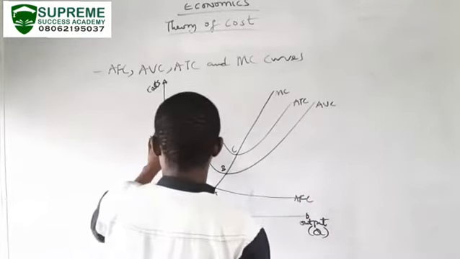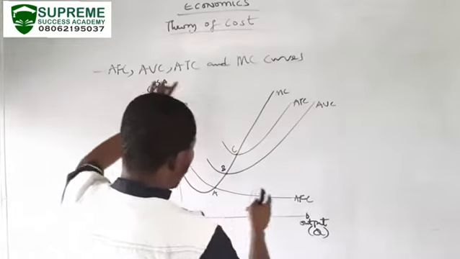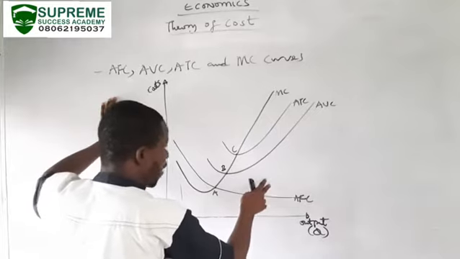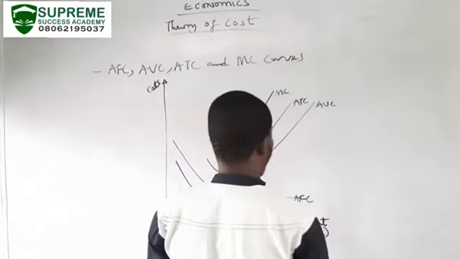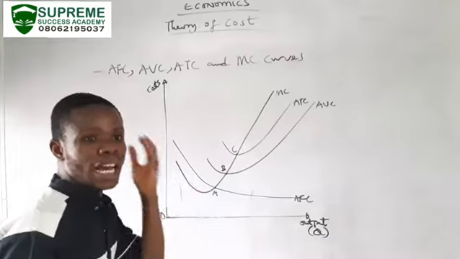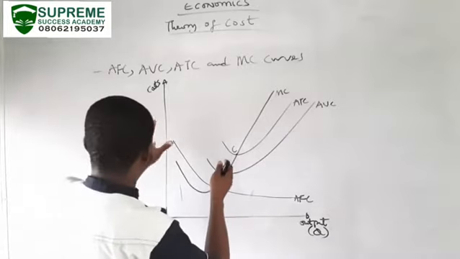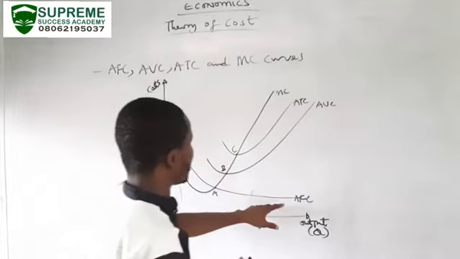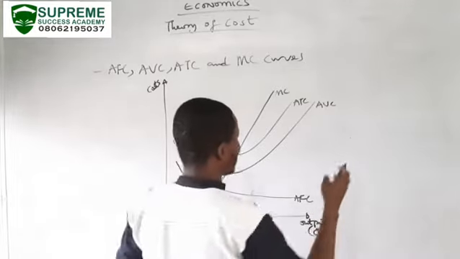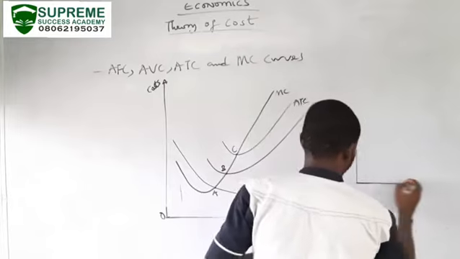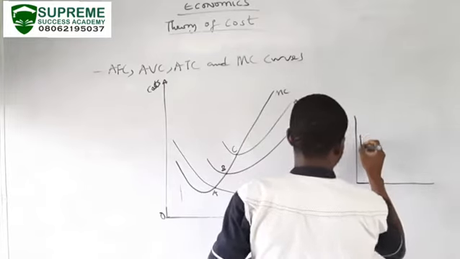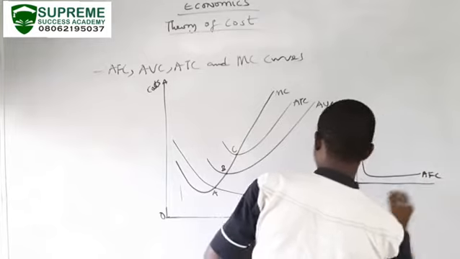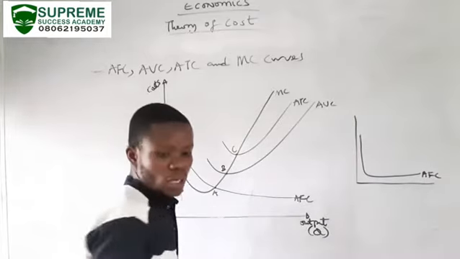In this diagram, AFC, the curve for average fixed cost, is a kind of rectangular hyperbola that will be asymptotic to both axes, that is, this particular axis and this particular axis. So what I mean by that is you can have a situation like this, something like this, for average fixed cost.